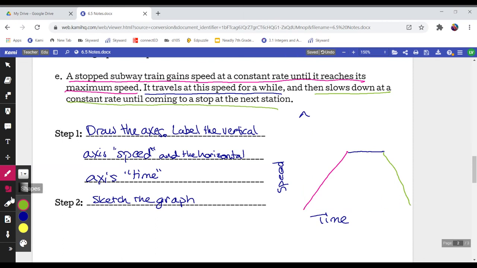Oops, sorry, I accidentally deleted my axes. But that can be an example.